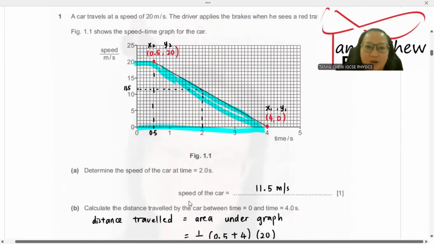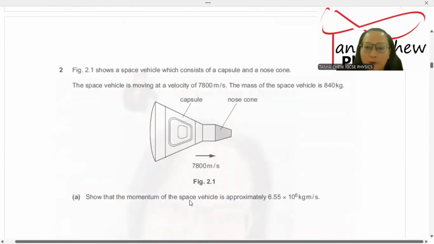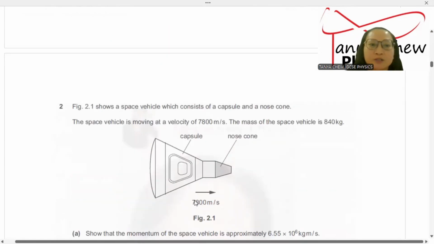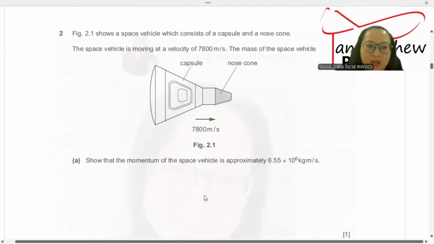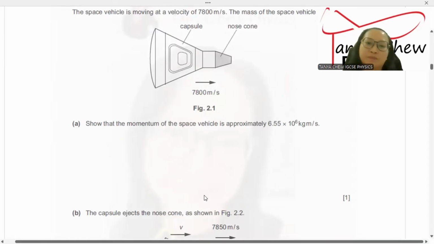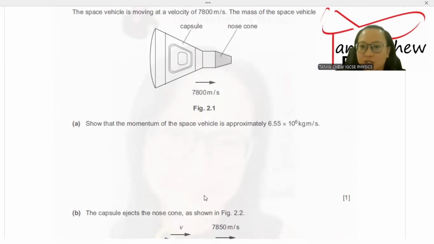Right? So that's all. Now, question number 2. Fig 2.1 shows a space vehicle which consists of a capsule and a nose cone. The space vehicle is moving at a velocity of 7,800 meters per second. The mass of the space vehicle is 840 kilograms. A, show the momentum of the space vehicle is approximately 6.55 times 10 to the power 6 kilogram meter per second.